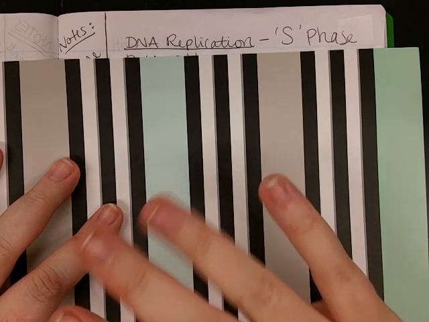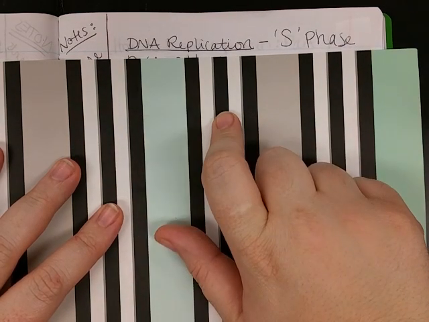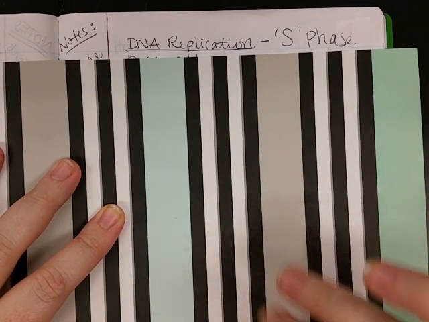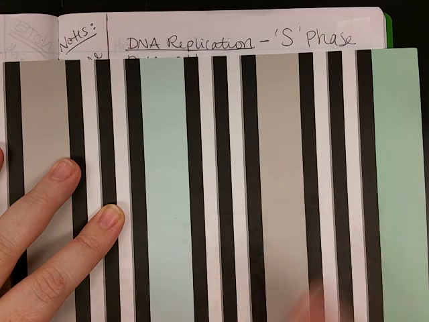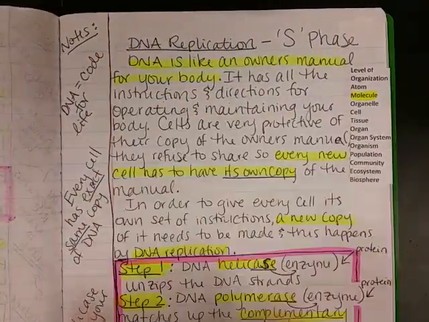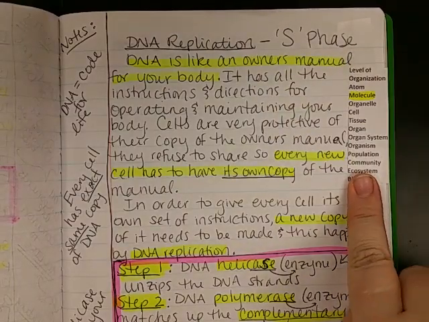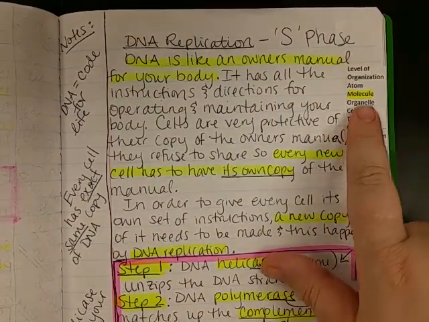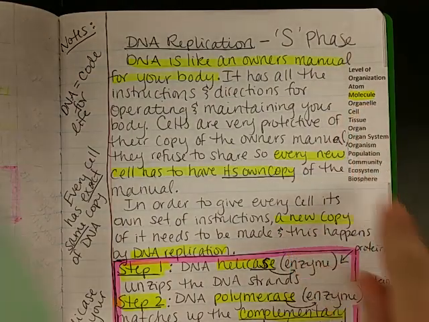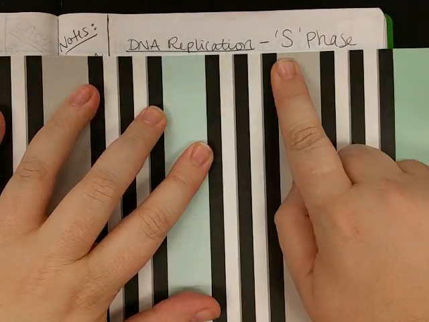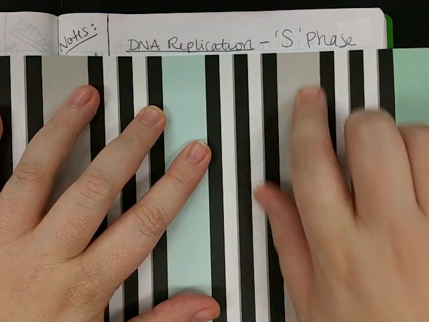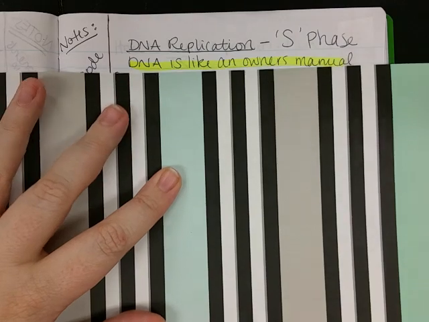Good morning. These are the notes for DNA replication. These should be your second set of notes in this Unit 6. They should be on page 58. You're going to need your Cornell notes set up on the side and your level of organization highlighted correctly, which the level we're doing today is molecule. The title is DNA replication, or S phase. So this is the S phase in the cell cycle that we just got done learning about.